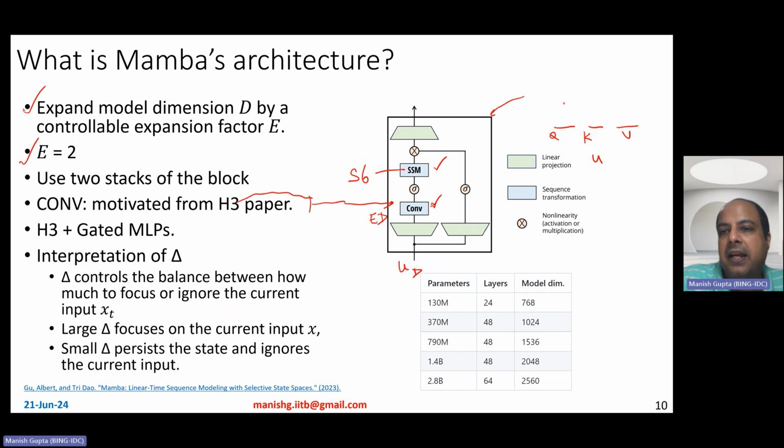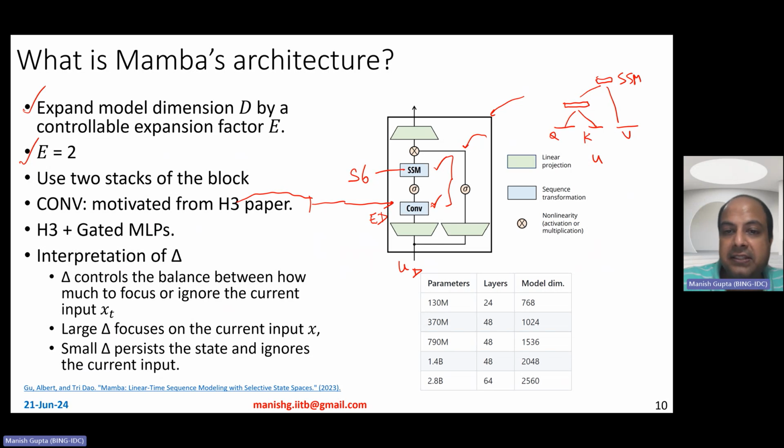Computing this similarity between Q and K using some sort of an SSM layer, using this convolution operation in that sense, and then having a further operation on top of that with respect to V using another SSM, right? So essentially, the H3 architecture has this notion of convolution followed by an SSM, which is what is borrowed here.